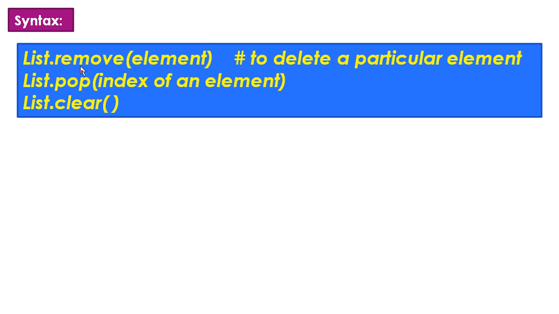This is the syntax for remove, pop and clear. list.remove(element): here we use the value of the element, not the index of the element, to delete a particular element. list.pop(index): that means we are giving the index of the element here, so it deletes a particular indexed element. list.clear means all the elements of the list are deleted, but the empty list remains there.